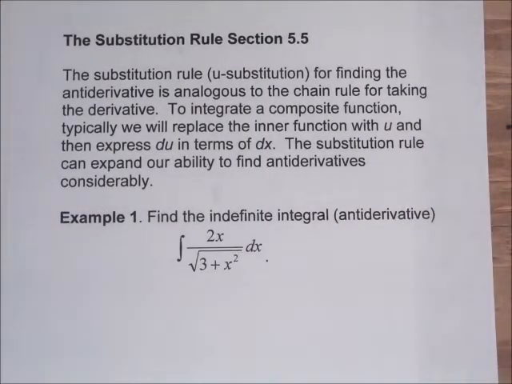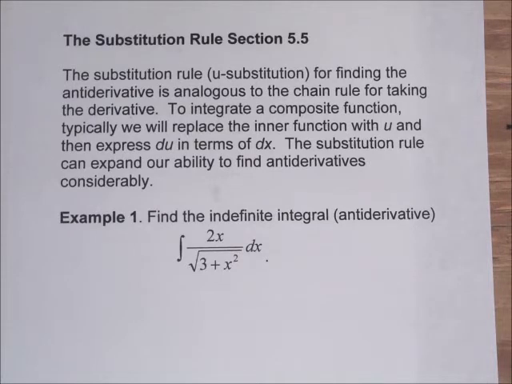The substitution rule, also called u-substitution, is for finding the antiderivative, and is analogous to the chain rule for taking the derivative. This is helpful in integrating, or finding the antiderivative of, a composite function. Typically, we replace the inner function with u and then express du in terms of dx. The substitution rule is going to greatly expand our ability to find antiderivatives.